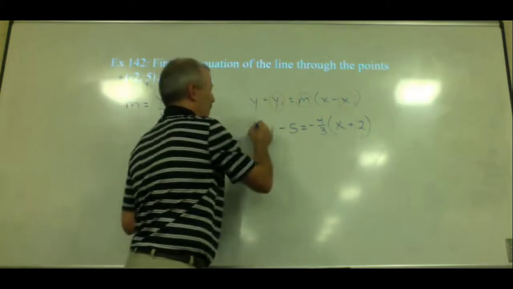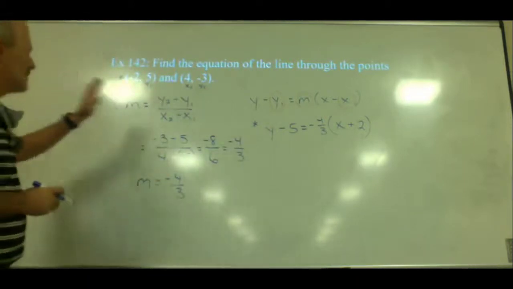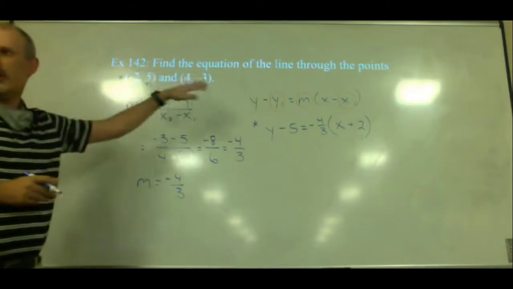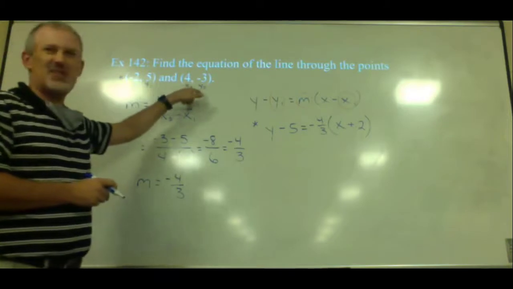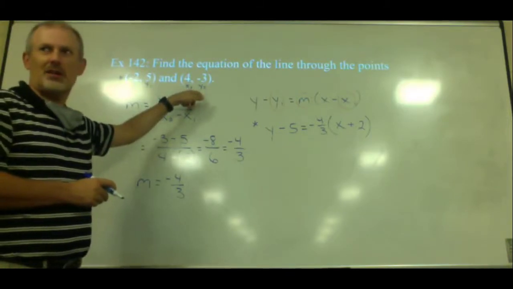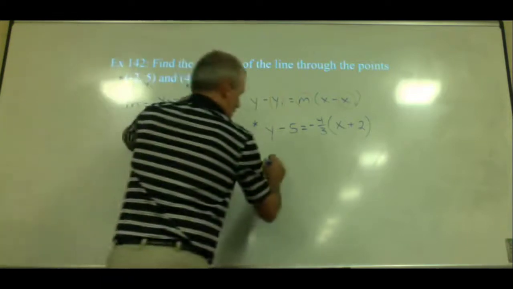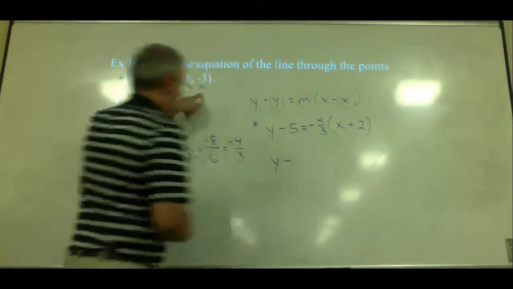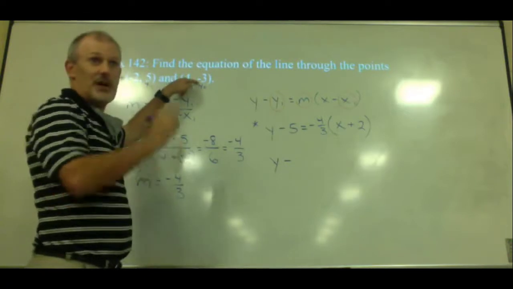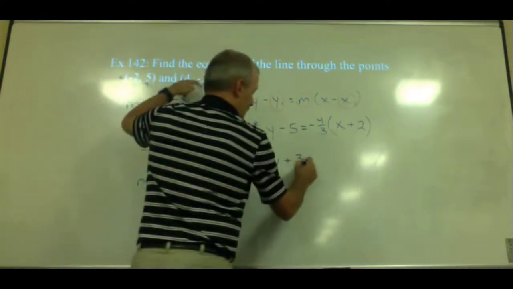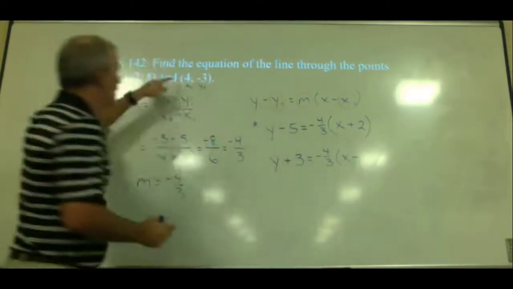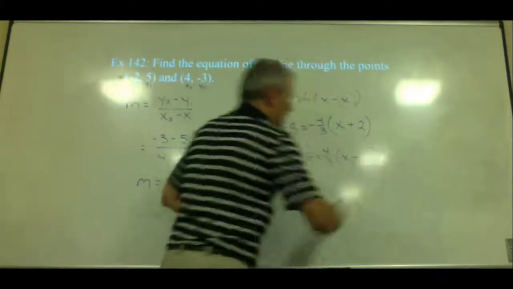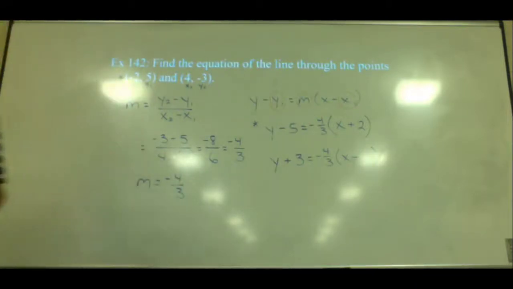Now, do you remember how we said right back at the beginning, it doesn't matter which one we label X1 and X2 and Y1 and Y2? What if we had said this one was X1 and Y1? What would our equation look like then? It'd be Y minus the -3, which makes it Y plus 3. And then our slope is still -4/3. And then we'd have X minus 4. And these equations look really different, don't they? Yeah, they look really different.